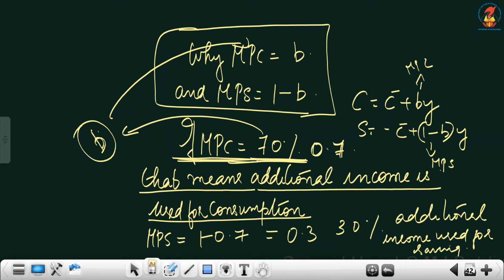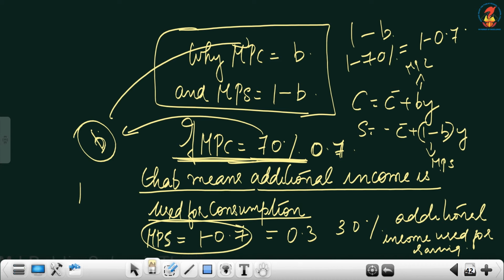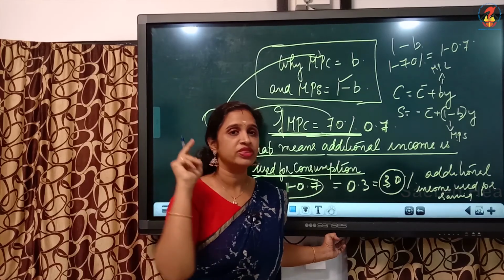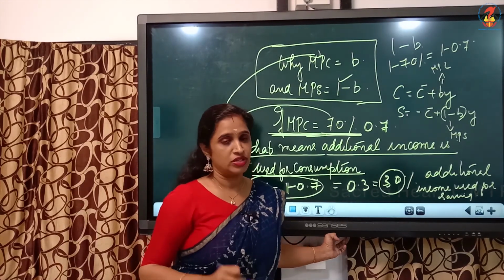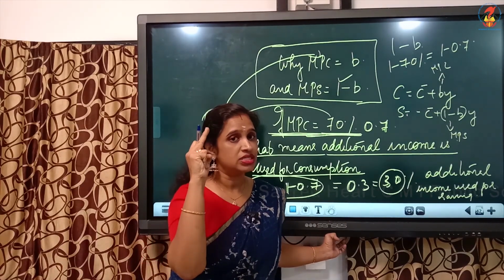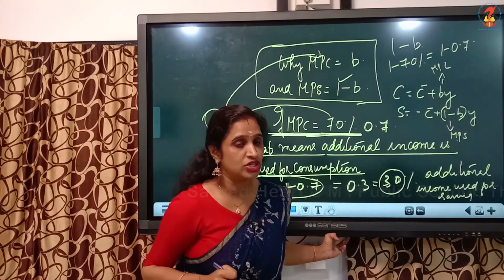Let us see whether we are getting that. So if this is B, let us see what is 1 minus B. 1 minus B is 1 minus 70%. 1 minus 70% means what? 1 minus 0.7, isn't it? That is what I have written here, 1 minus 0.7. What is MPS? 1 minus B. 1 minus B is 1 minus 0.7. What will you get? 0.3. That is equal to 30%. So what you should understand from that is, with every increase in the income, 30% is used for saving. So hence it is proved B is equal to MPC, 1 minus B is equal to MPS.